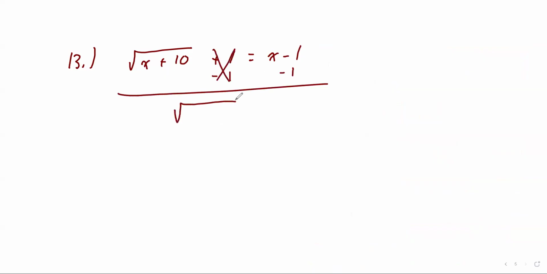All right, let's look at number 13. Not as in depth, but still just as good. So we've got the square root of x plus 10 plus 1 equals x minus 1. In this case, I'm going to subtract 1 on both sides because I need to isolate my square root. So I get x minus 2. Now I'm ready to square it.